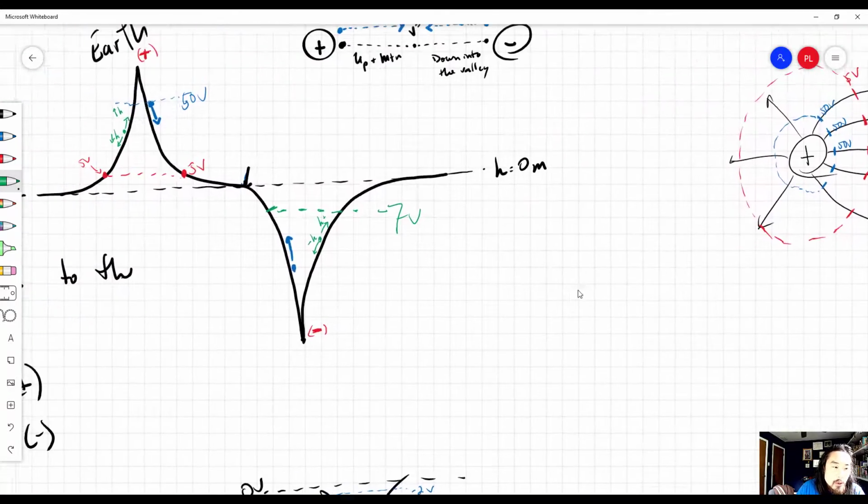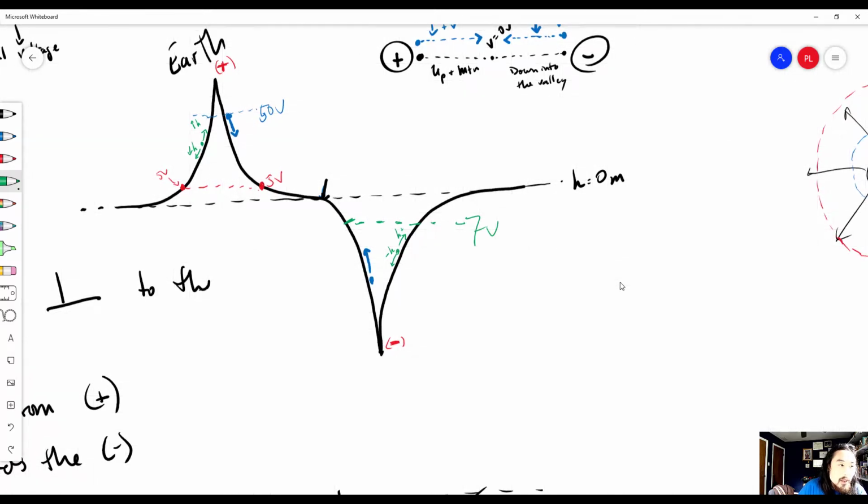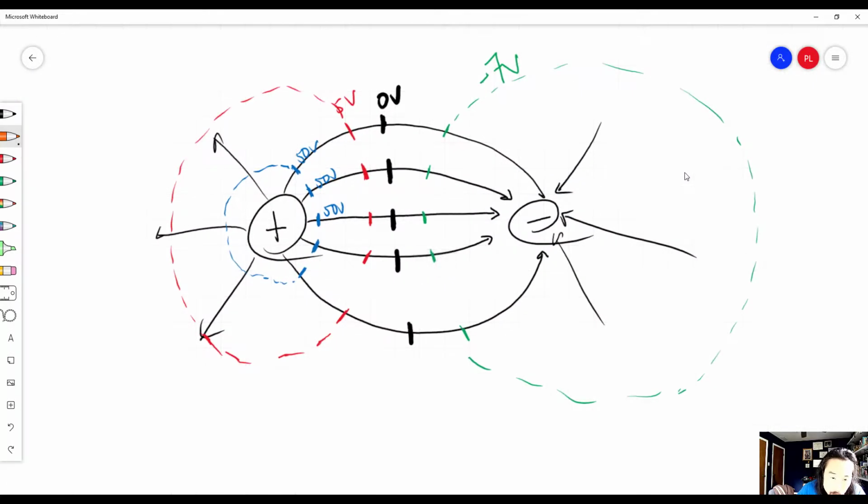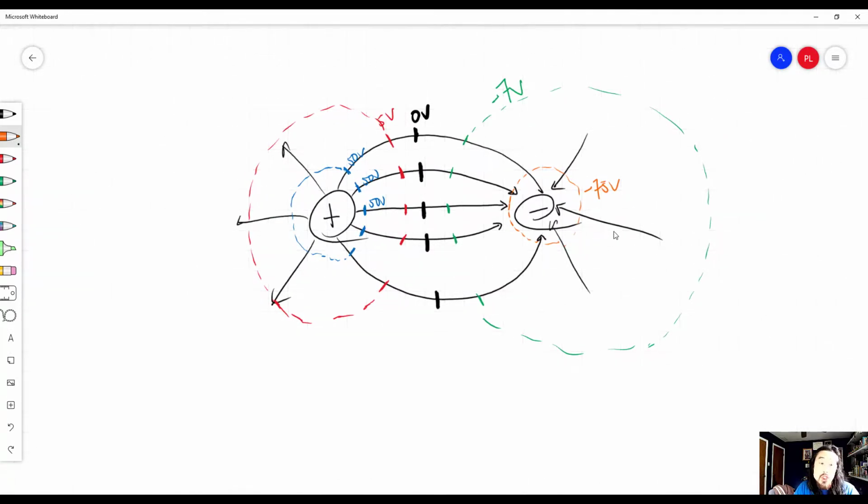And you know what? We're going to go deep into the valley there, and we will call this, oh, let's use orange. Yeah, well, we're really close. So down there, we can call that, I don't know, -75 volts. This is going to be really close to the negative charge. So we will say that this orange ring right there is your -75 volts.